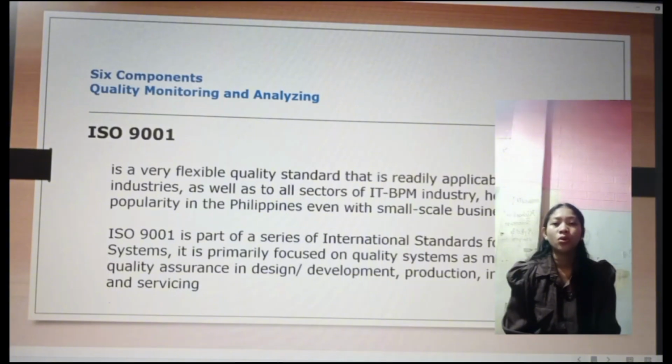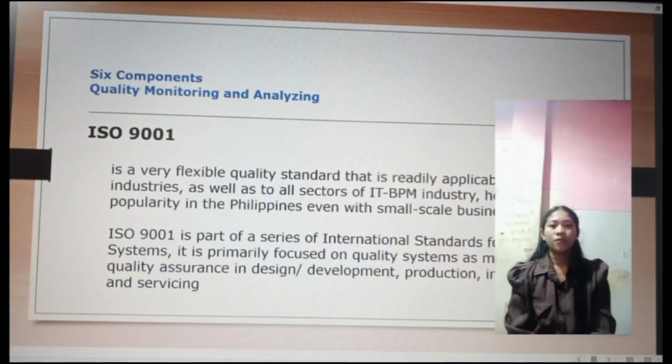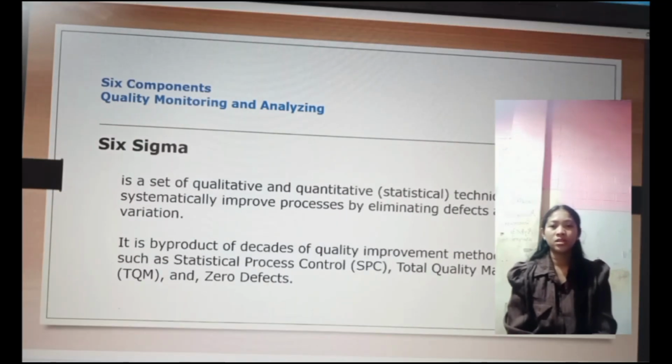Next, ISO 9001, a flexible quality standard applicable across industries including the IT BPM sector, making it popular in the Philippines even among small businesses. Part of international standards for quality systems, focusing on quality systems as models for quality assurance in design, development, production, installations, and servicing.